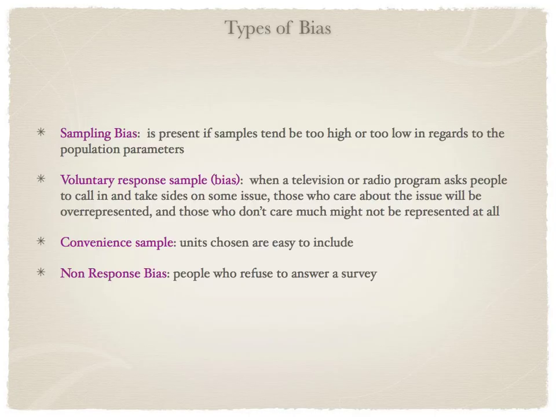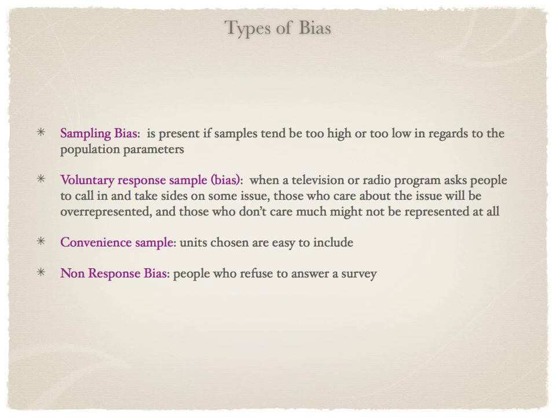Next, we're going to discuss the different types of bias. First, there's sampling bias. That is present if samples tend to be too high or too low in regards to the population parameters. Then there's also the voluntary response sample, which is a type of bias. Take, for instance, when a television or radio program asks people to call in and take sides on some issue, those who care about the issue will be overrepresented, and those who don't care much might not be represented at all.